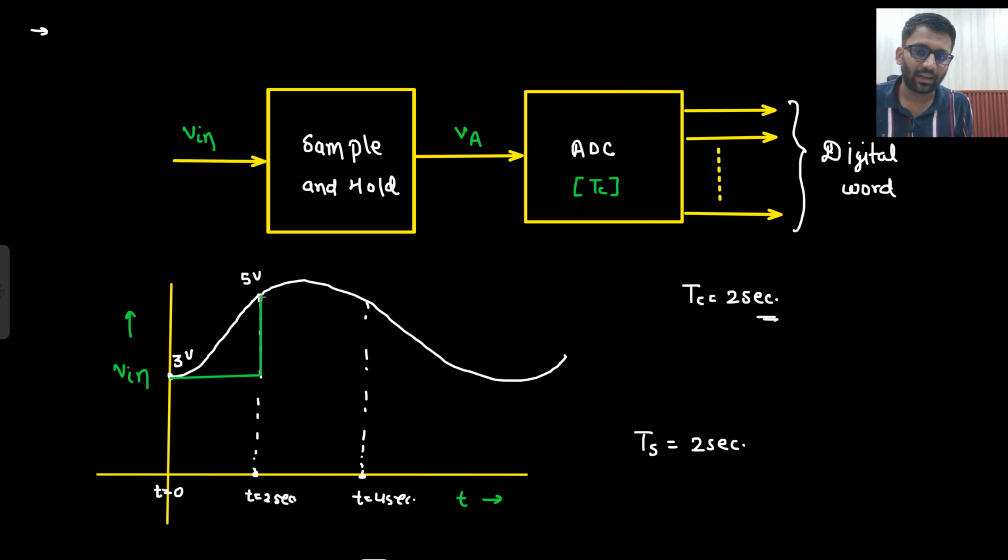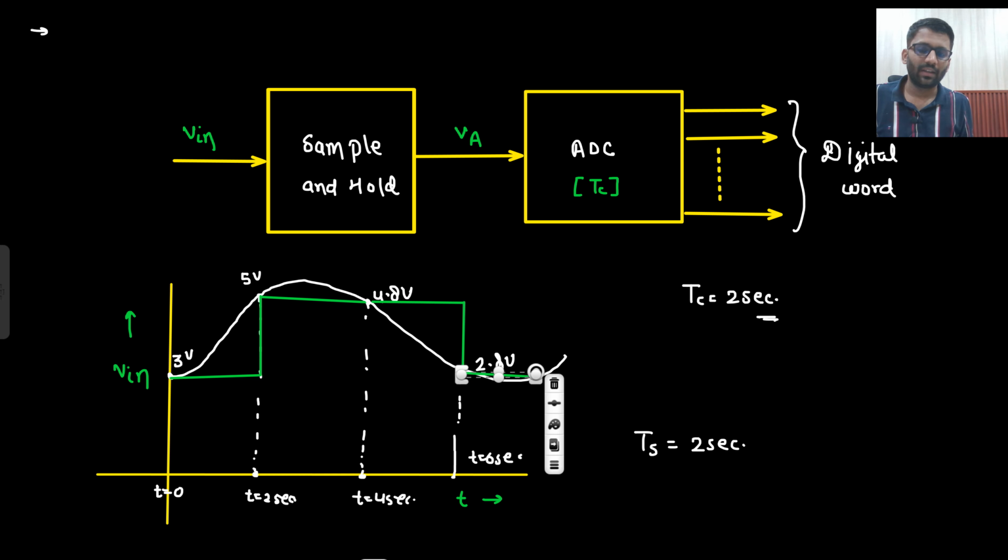Next sample I am getting at 4 seconds. So let's just say this sample was 4.8 volt. So this will remain there till the next sample you get at 6 second. So let's just say it is 2.8 volt. So till the next sample you will have 4.8 volt only, and then now you are calculating another sample. Now you will have 2.8 volts.